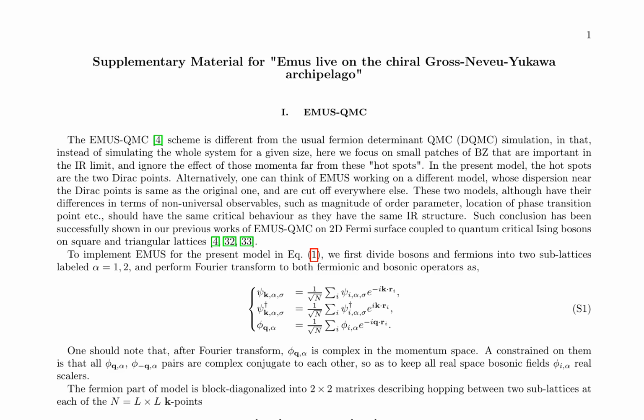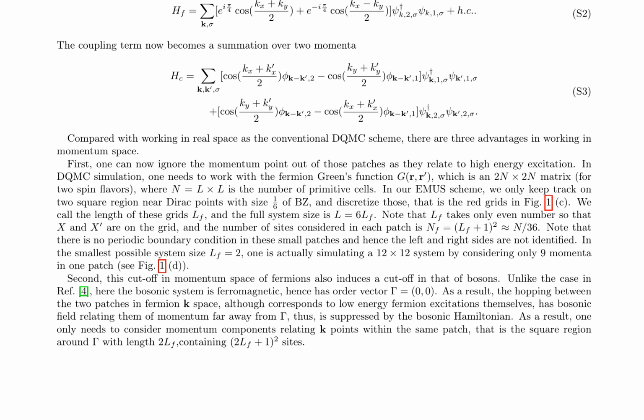The fermion part of the model is block diagonalized into 2x2 matrices describing hopping between 2 sublattices at each of the N=L_x×L_y k points. The coupling term is a summation over 2 momenta, and after flipping any φ_q, the changed entries in H_C are those whose momenta differ by q. Thus, delta does not need to be saved as a full N_F² matrix; it is block diagonalized by groups of momenta that are related by q.